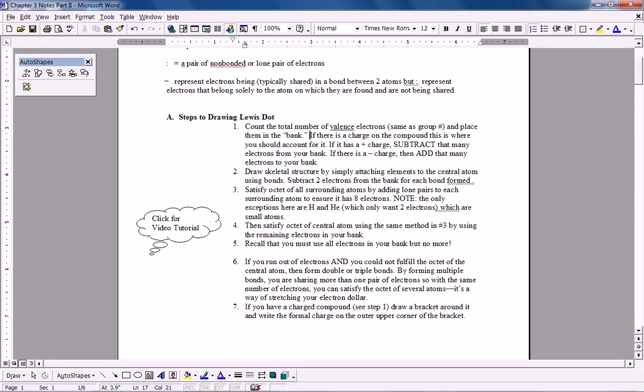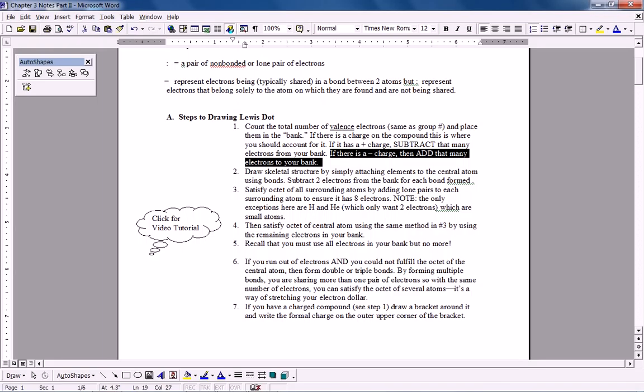But it's important to note that if your compound has a charge, positive or negative, that means you've lost or gained electrons. If you have a positive charge, you need to subtract that many electrons out of your bank before you begin drawing your structure. So if you have a positive 1 charge, you need to subtract 1 electron out of your bank before you begin drawing. If you have a negative charge, of course, you'll add that many electrons into your bank.